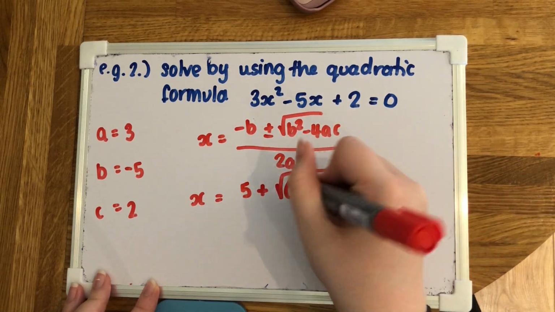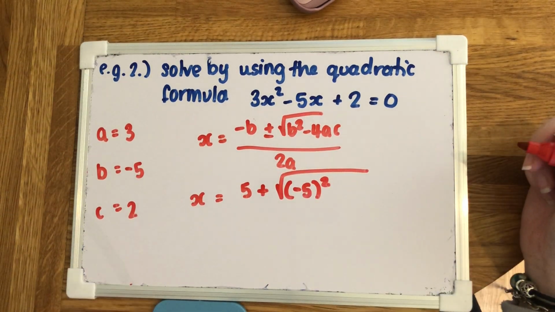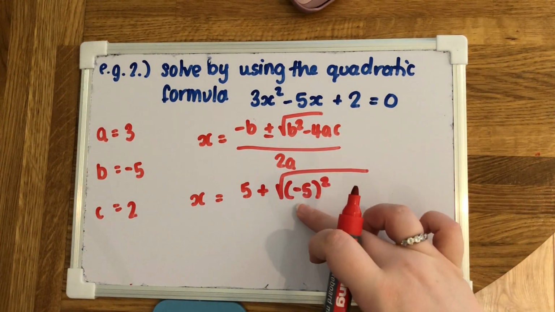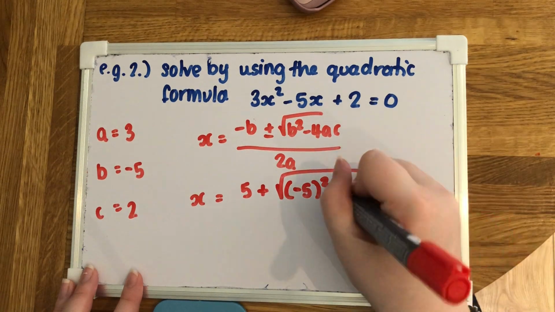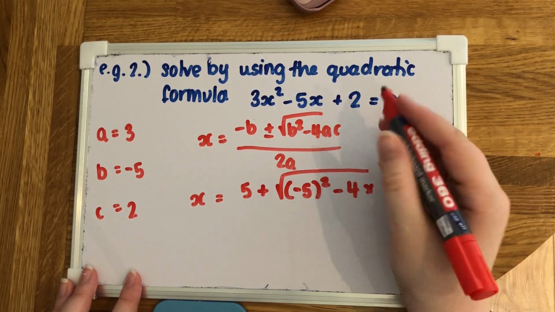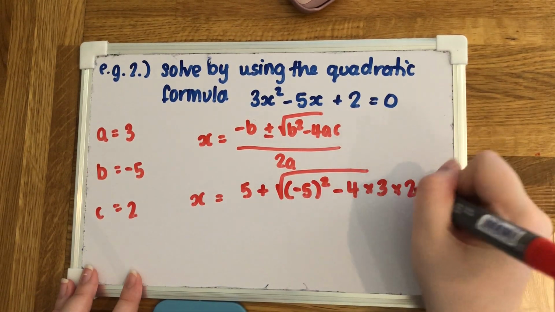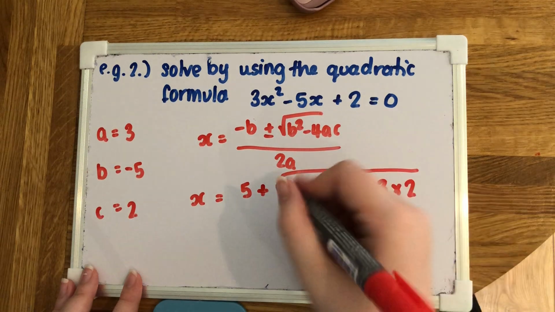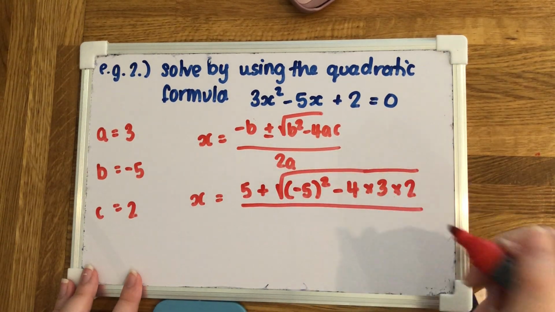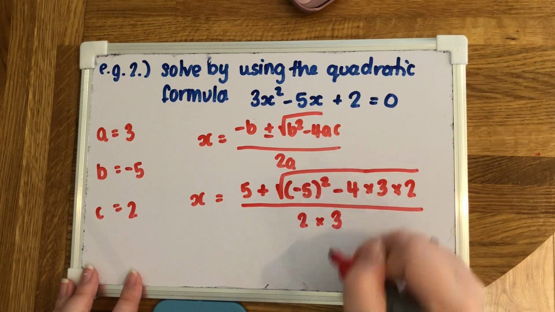Now for now, I do want you to put this in brackets, and I'll tell you why in a moment. So B is minus 5, so it's going to be minus 5 squared, subtract 4 times by what A is, which is 3, times by what C is, which is 2. And then we divide that by 2 times by what A is, so 2 times 3.